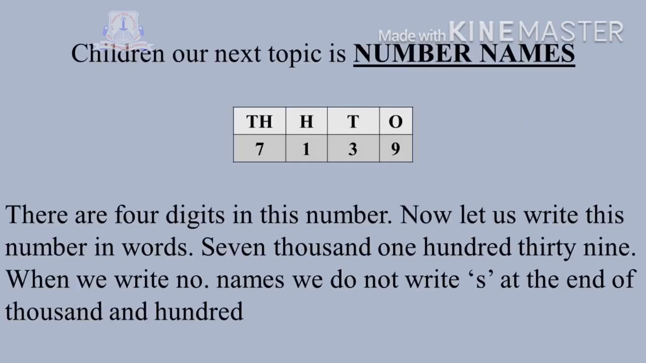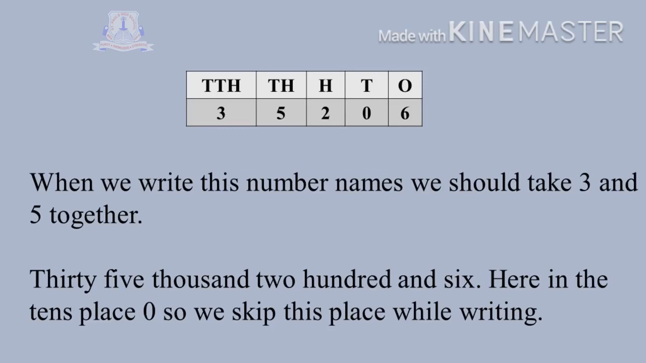Our last topic in this chapter is number names. Here you can see a 4-digit number, that is 7,139. 7 is in thousands place, 1 is in hundreds place, 3 is in tens place and 9 is in ones place. So let us write this number in words. It is seven thousand one hundred thirty-nine. And remember children, when we write number names, we do not write S at the end of the thousand and hundred.